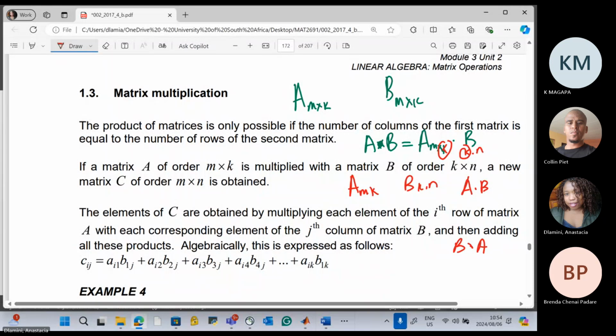Guys, do you see that and do you see why? If you don't see why, you shout. Okay. So A times B, right?